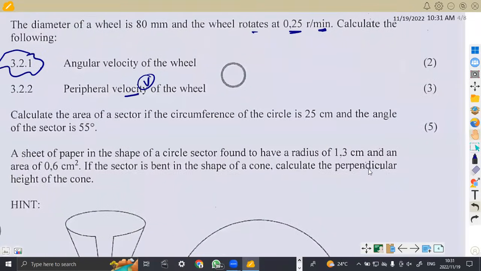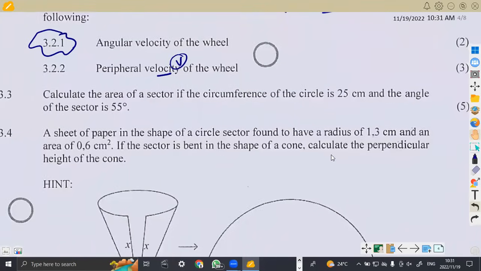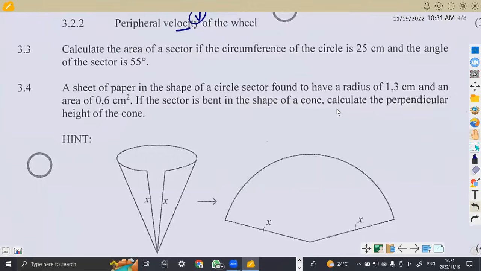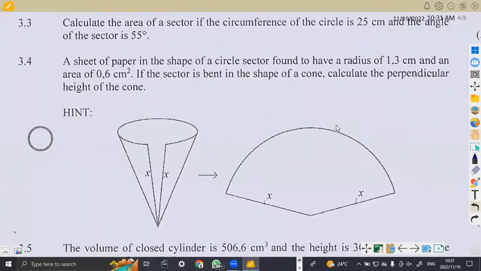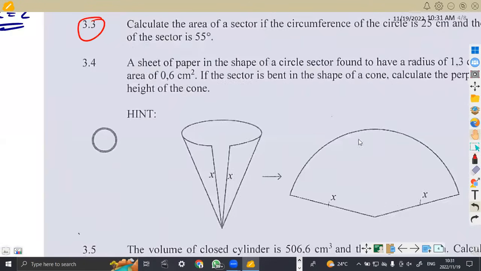All right. The other part is we are given that calculate the area of a sector, that is 3.3. Okay, let me just do this way. All right, so we have got 3.3 here. Calculate the area of a sector if the circumference of a circle is 25 centimeters and the angle of the sector is 55 degrees. Okay, we've got something like this, guys.